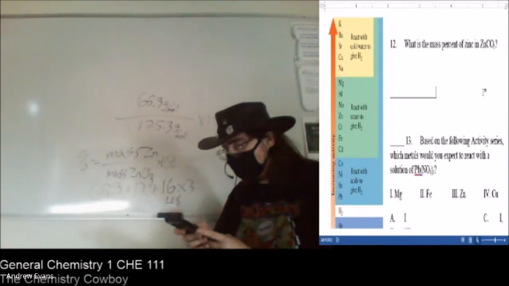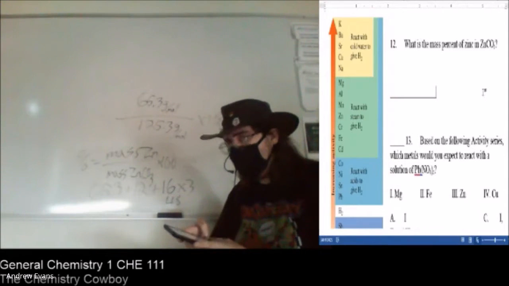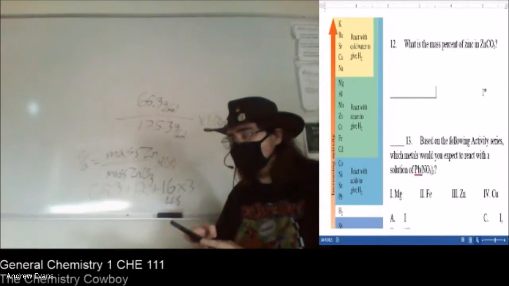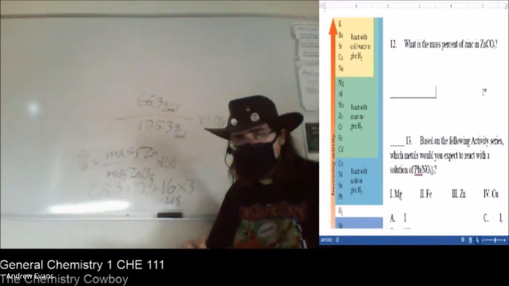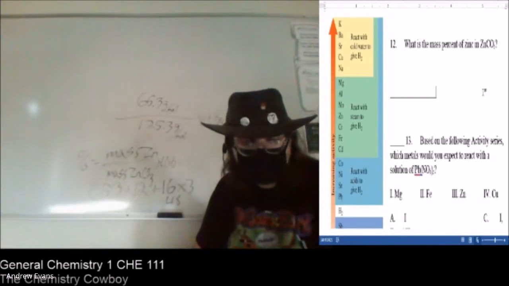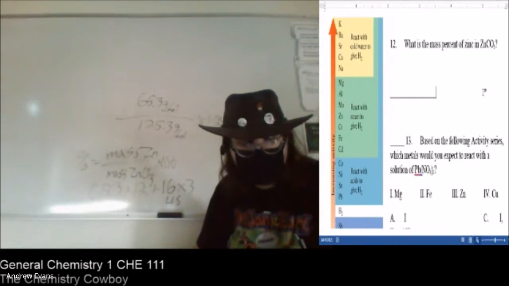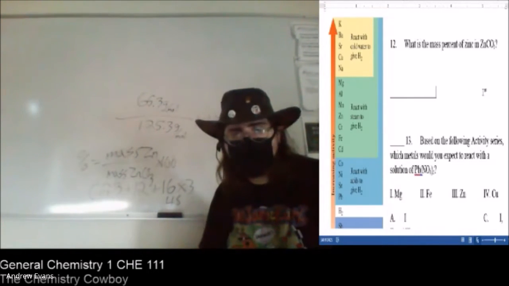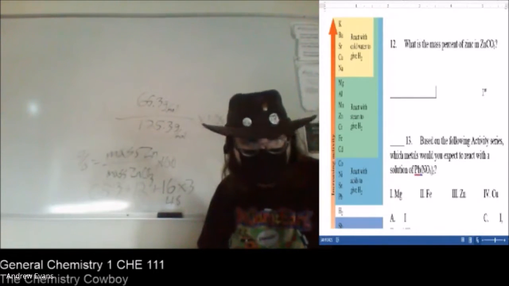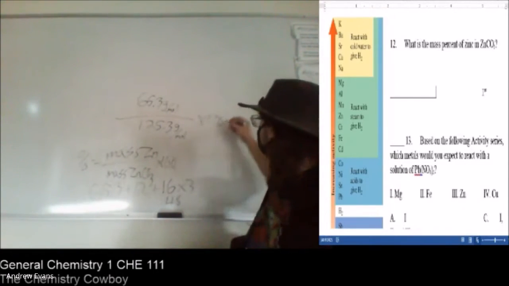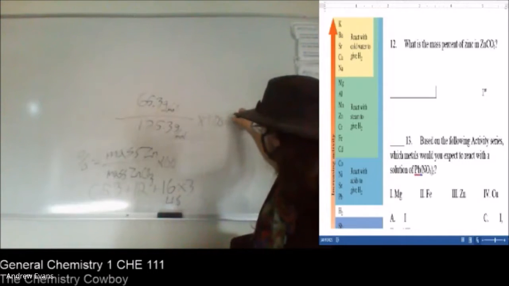65.3 divided by 125.3. Have a calculator. You don't have to do everything with mental math. I'm doing this to save a little bit of time. You do that and you multiply by 100 and you'd get what percentage is zinc. Zinc is 52.1%.